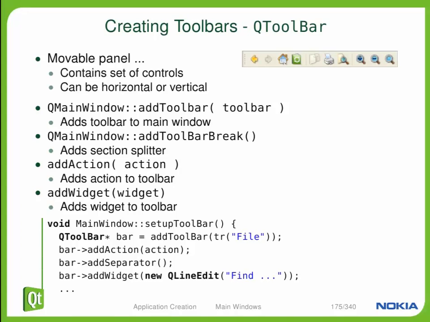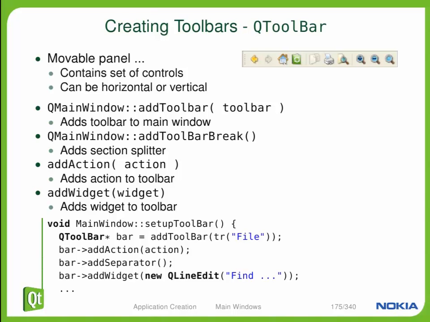Oftentimes there will be multiple toolbars in your application that the user can move around. The easiest way to add a toolbar to the main window is to call addToolBar and give it the name of the toolbar you want to create. We're going to use these names later if we want to programmatically manipulate the toolbars.